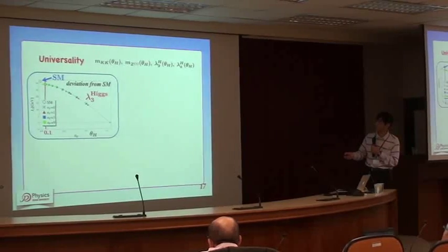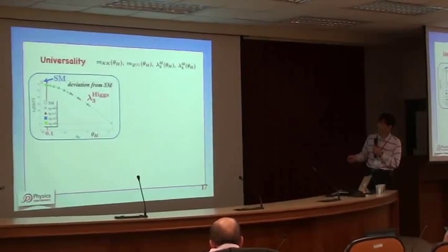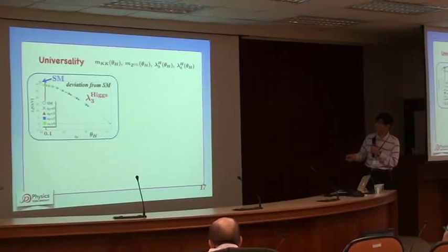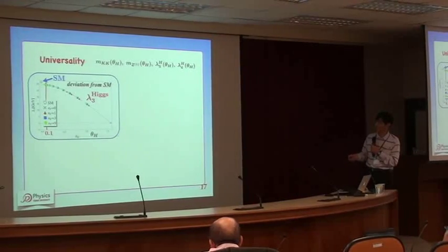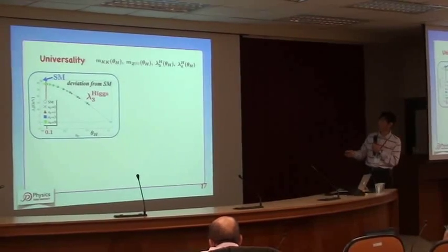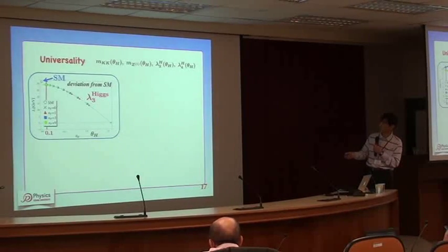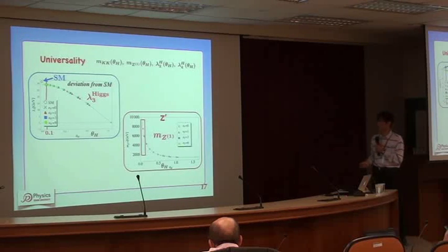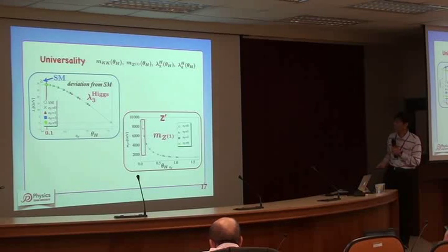Standard mode corresponds to this actually. And as we change the number of the dark fermion, it changes. But in terms of theta, every point falls on this universal curve. And this is also true for the Z prime boson mass. It depends on theta_H.